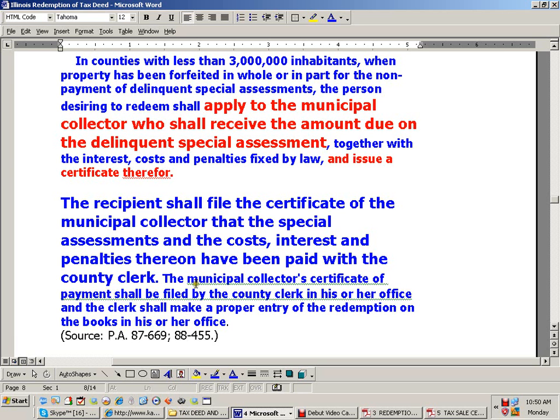One more step, right? You're not done with just the county. You've got to go take care of the municipality and go file with the county clerk. The municipal collector's certificate of payment shall be filed by the county clerk in his or her office, and the clerk shall make proper entry of the redemption on the books in his or her office.